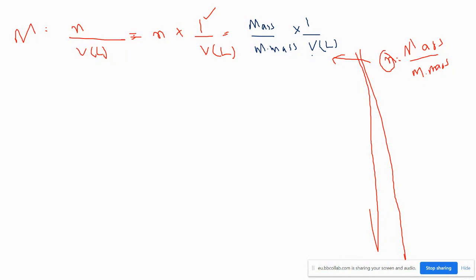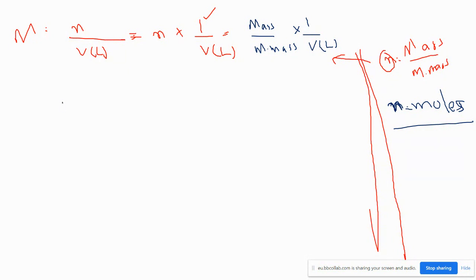Teacher, what is n? n means moles. In chemistry, moles we denote by small n. This is the symbol for moles. So moles is mass divided by molar mass, into 1 divided by volume in liter.